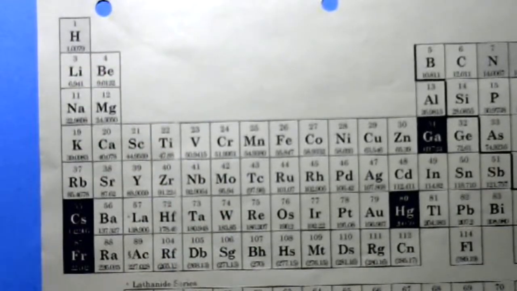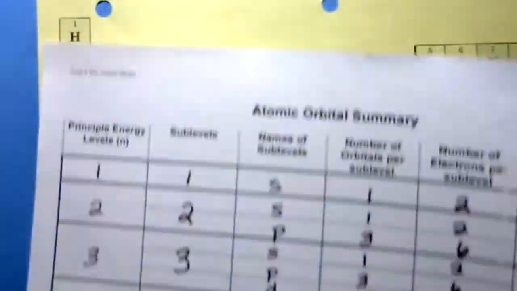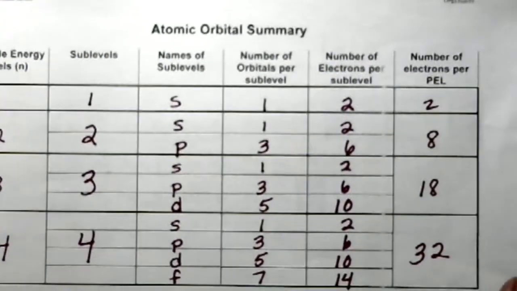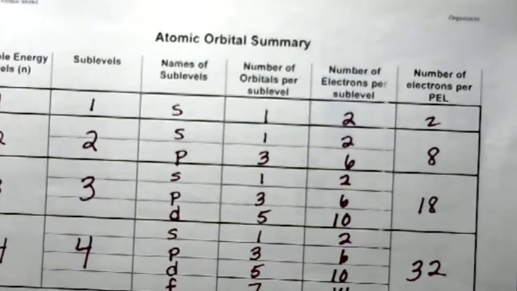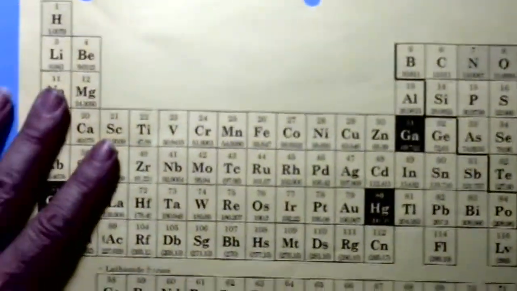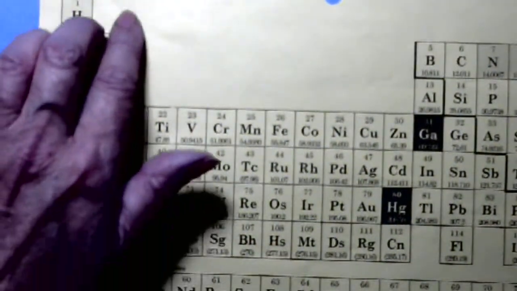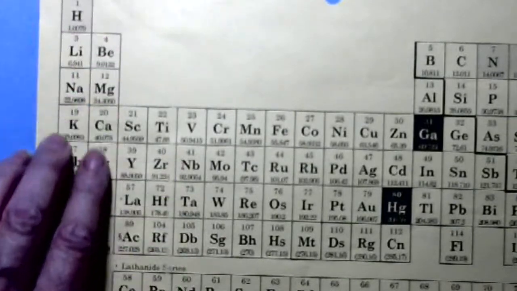So if we go back to our chart, what kind of orbital can hold 2 electrons? Well, look, the s orbitals each can hold 2 electrons. Well, we have 2 columns here, and guess what? We're filling the s orbitals here.